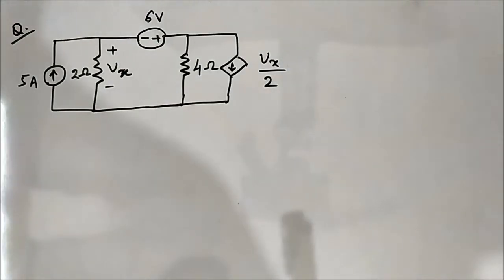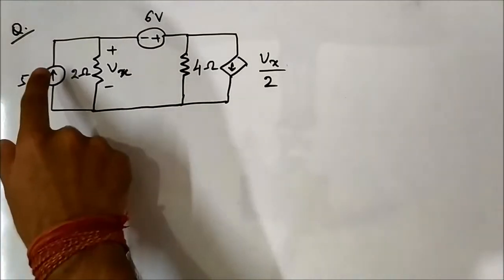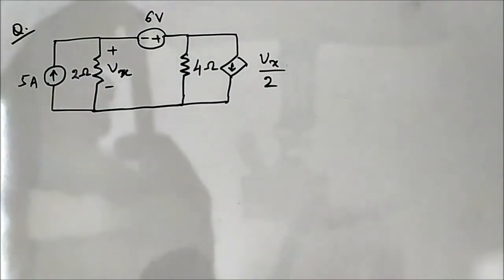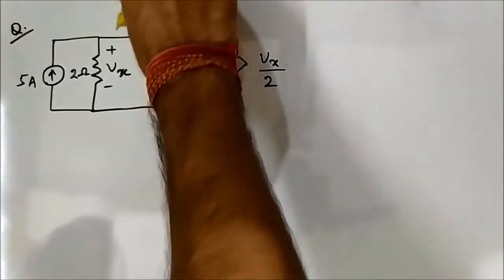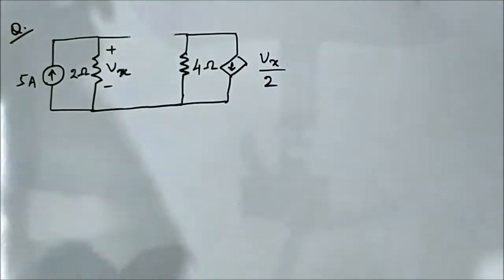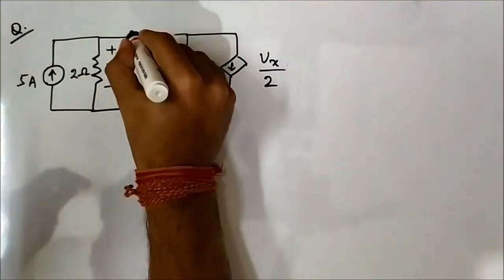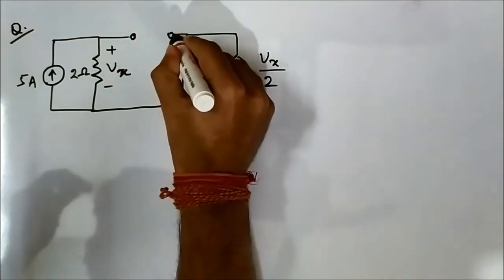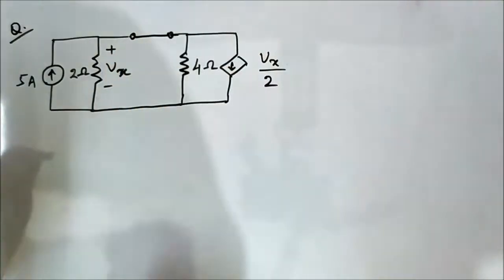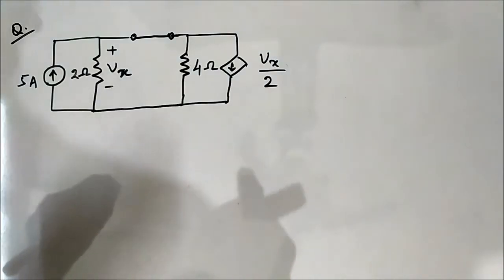So now we will find out Vx using superposition theorem. For that we have to consider each of the independent sources one at a time. So in step 1 we will consider the 5 ampere independent current source and deactivate this 6 volt independent voltage source. So how to deactivate it? We simply replace it by a short circuit. Okay, we replaced it by a short circuit.